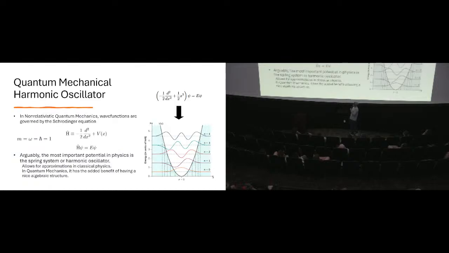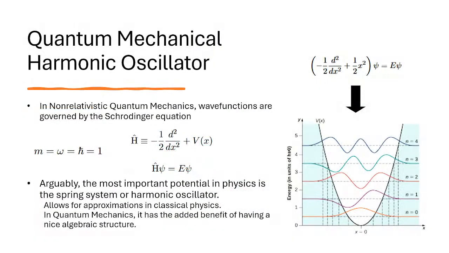So, basically, before we can talk about coherent states, we must first talk about the quantum mechanical harmonic oscillator. In non-relativistic quantum mechanics, wave functions, or basically the position of these particles, are defined by the Schrodinger equation right here. And I like setting all the units to 1 because we're doing math. We're not doing really much physics. We're doing physics, but, you know, whatever.